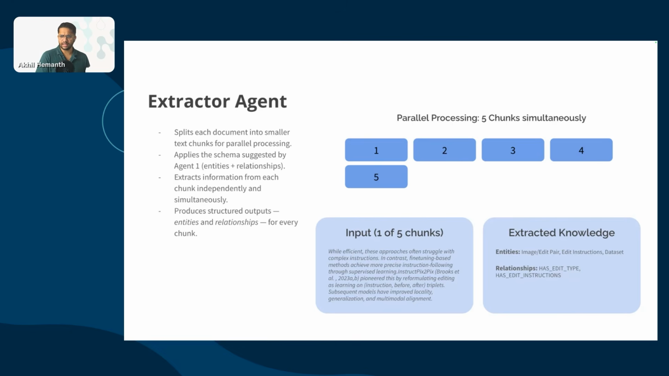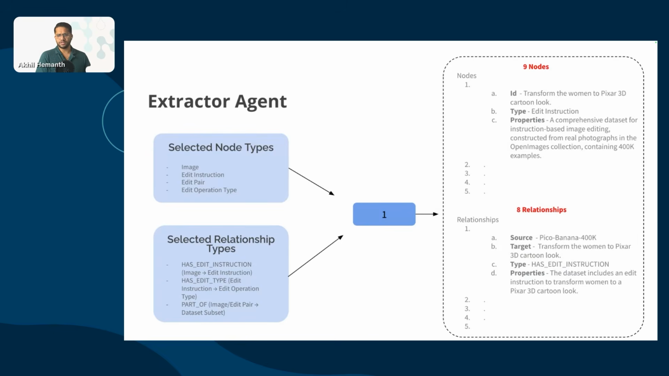And what that means is, in the first step, these were the selected nodes, right? Image, edit instruction, edit pair, and edit operation type. And some of the relationships that came out of step 1 with Agent 1 were has edit instruction, has edit type, and also part of. So now it essentially takes the chunks. In this case, the PDF research paper that I put in was divided into 5 chunks of 8,000 characters.